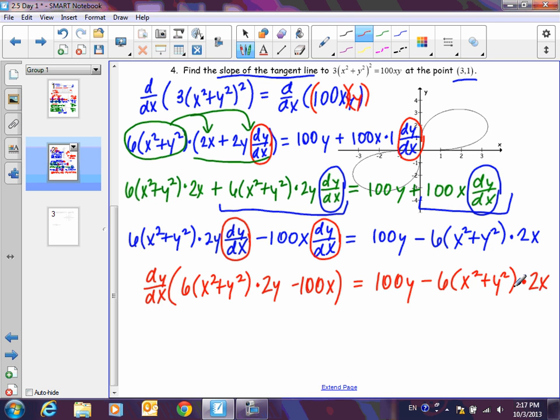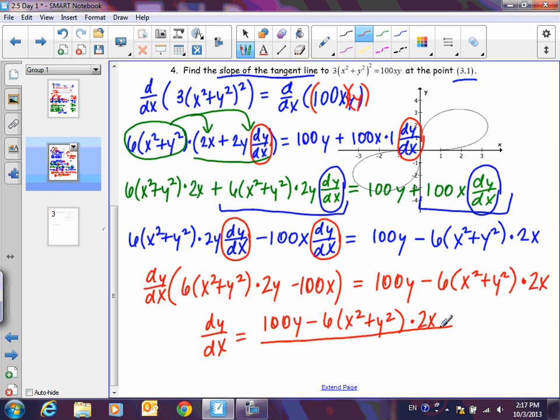Okay, we are really close to being done. What's the next step to getting dy over dx by itself? Divide. I need to divide. Again, you could simplify this, and you don't have to. This is a really messy problem. I want you to realize that.